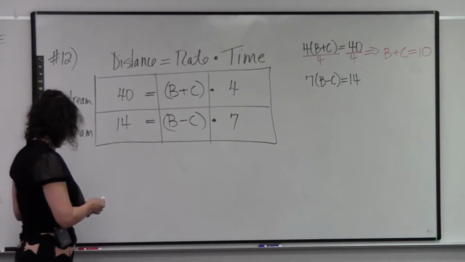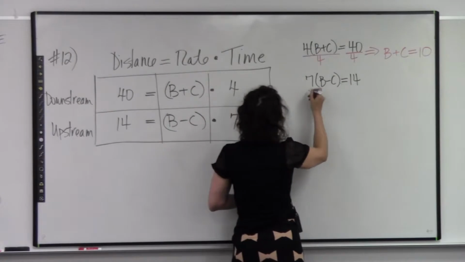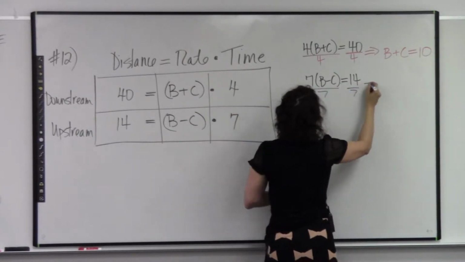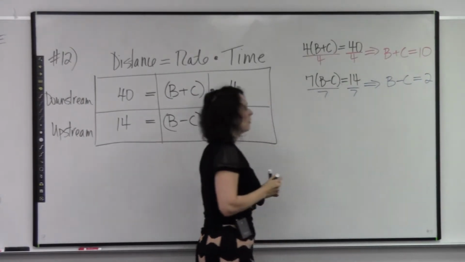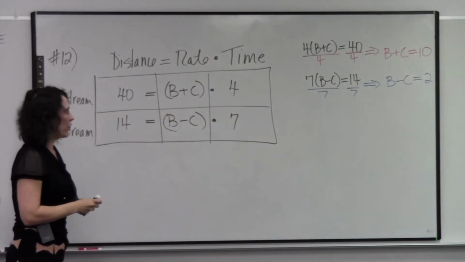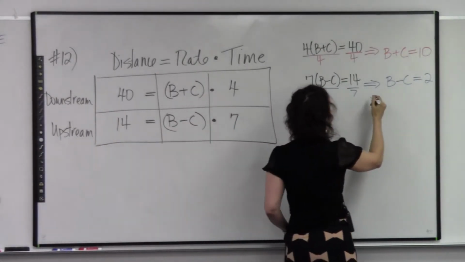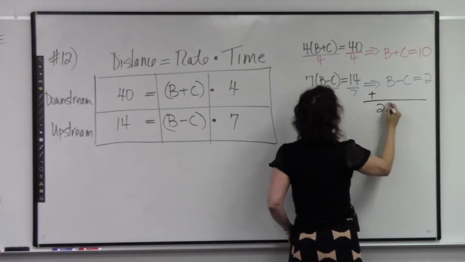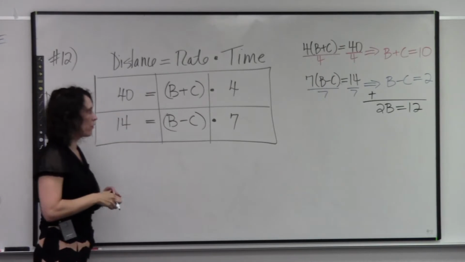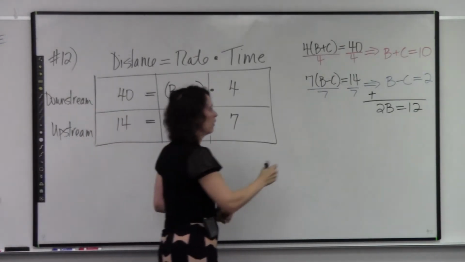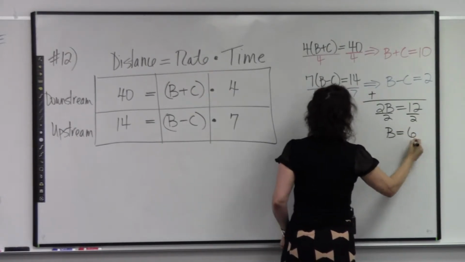What could we divide by? 7. All right, so let's divide by 7, which is going to give me B minus C equaling the 2. Look at what's going to happen if we just start adding. What's going to happen to my C's? They're going to cancel. So we have 2B equaling the 12. So where would we go from there? Divide by 2. So B is going to be 6.